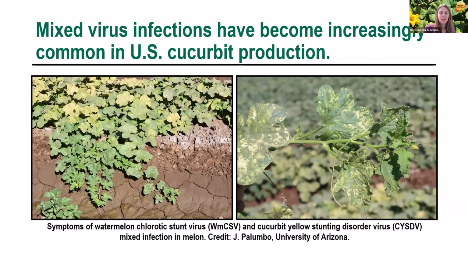But as another example, the picture that you see on the left is a melon plant that has both watermelon chlorotic stunt virus as well as cucurbit yellow stunting disorder virus. Both of those symptoms are present in the picture on the left, and the picture on the right has a close-up of the symptoms of watermelon chlorotic stunt virus.